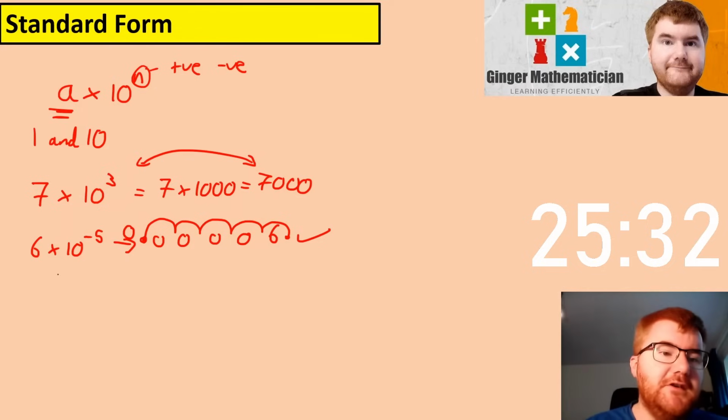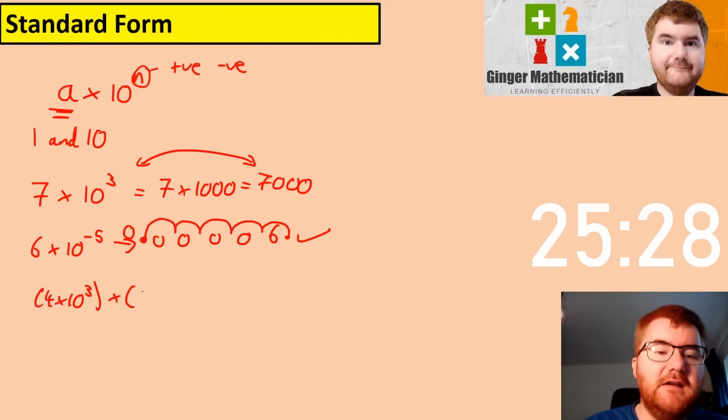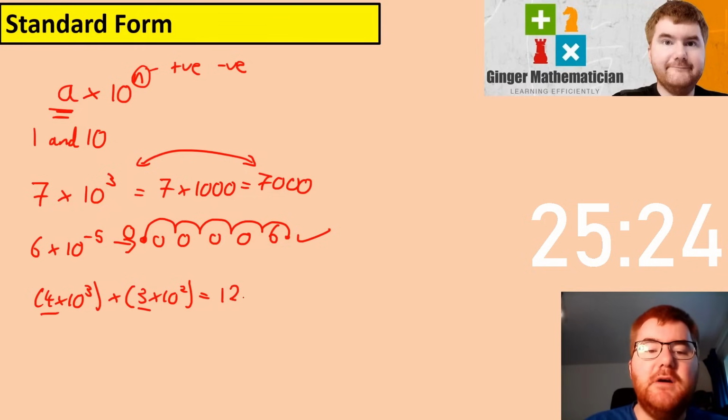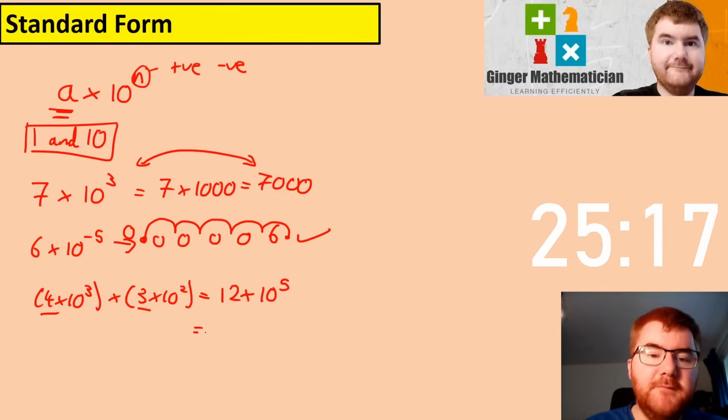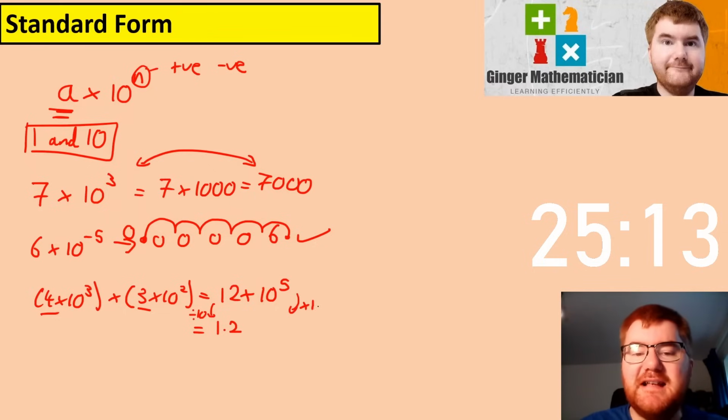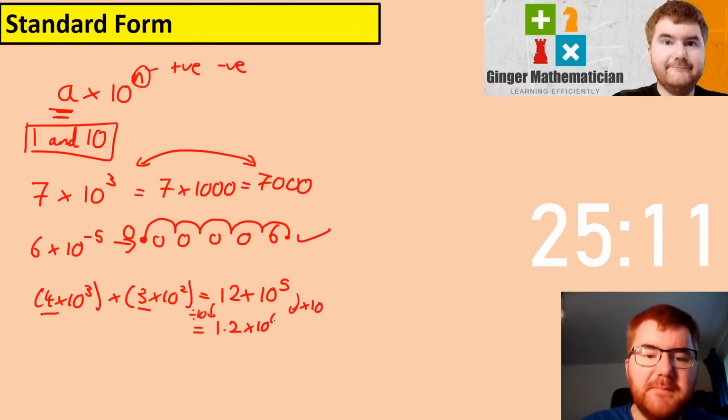One thing they could ask you to do is multiply. So 4 times 10 to the power of 3 times 3 times 10 squared. You just multiply the normal numbers, so that's 12. Multiply the indices, that's 10 to the power of 5. This is not standard form, remember, between 1 and 10. So we need to do 1.2 here, divide by 10, and whatever we do to one side, we need to cancel it with the other. So we get 10 to the power of 6.